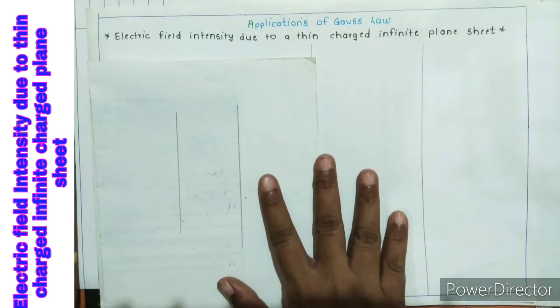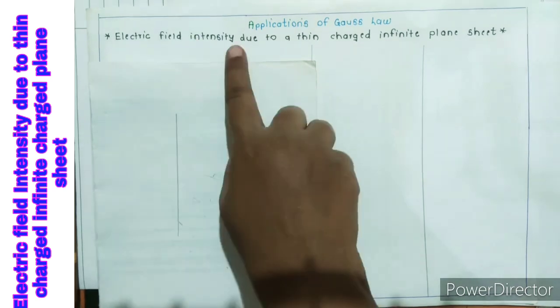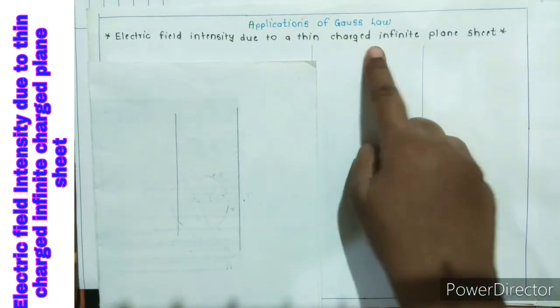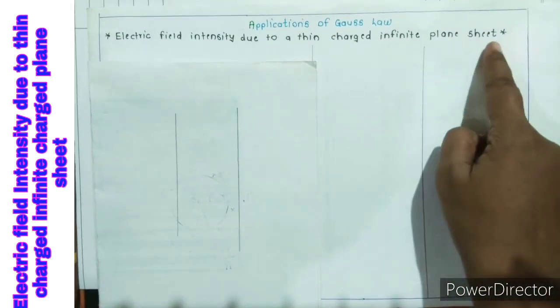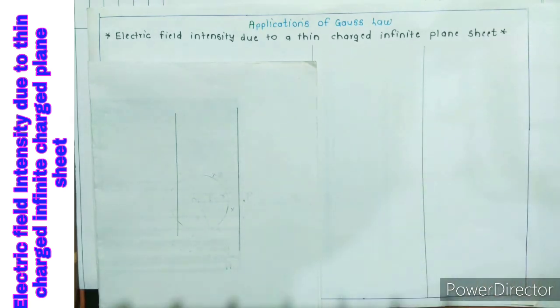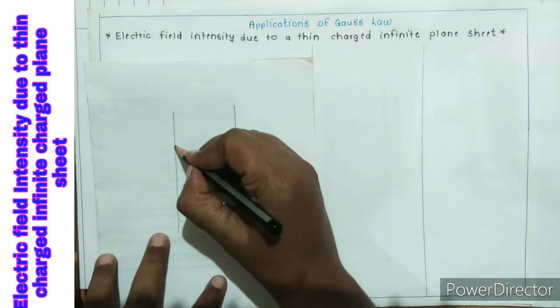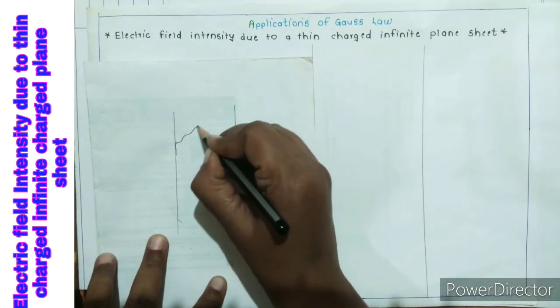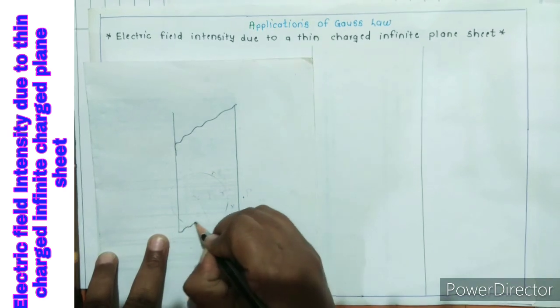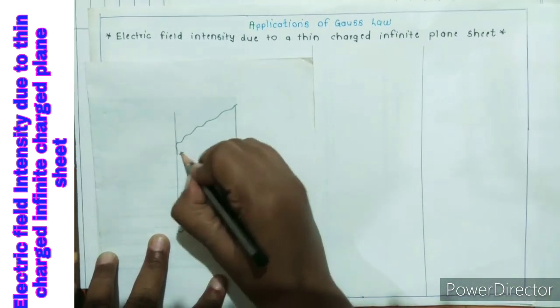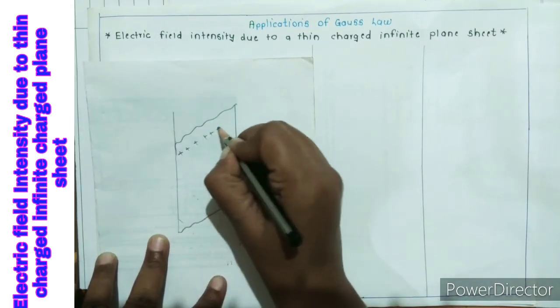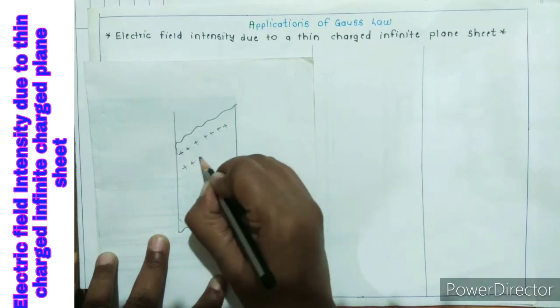Our next derivation is what? To find the electric field intensity due to a thin charged infinite plane sheet. Now, if I consider a plane sheet, a thin plane sheet like this, on which charge q is uniformly distributed.